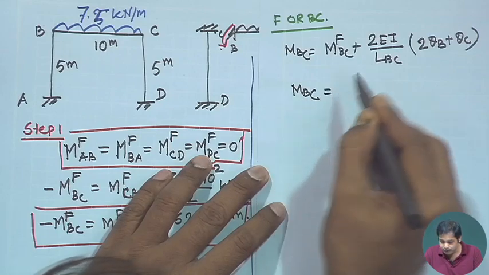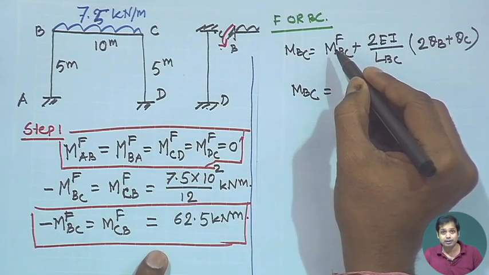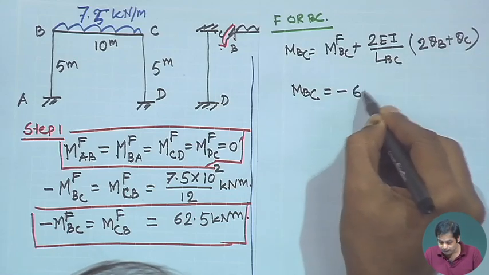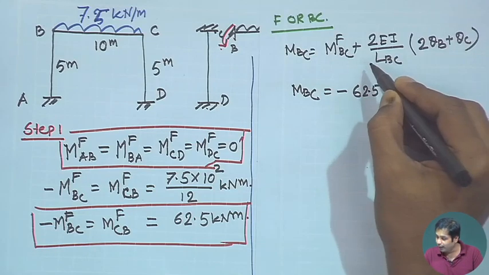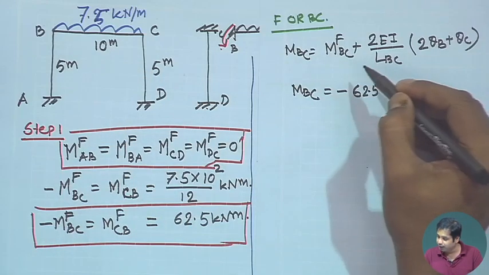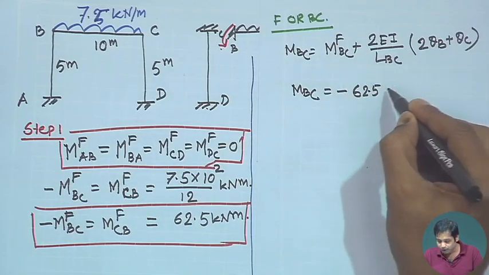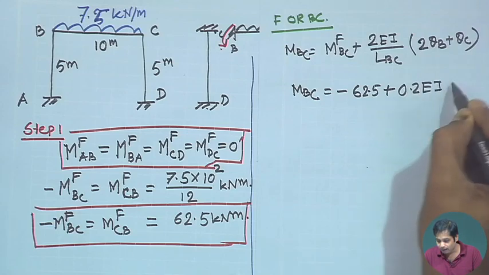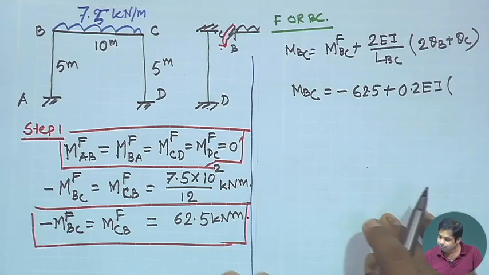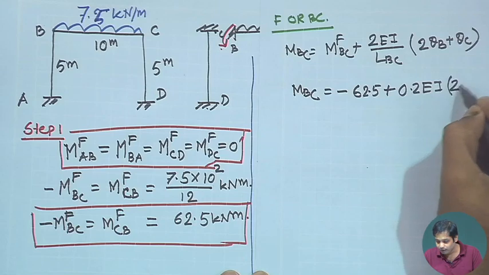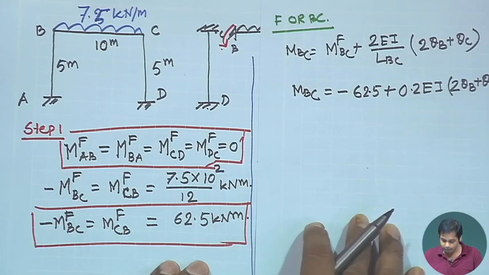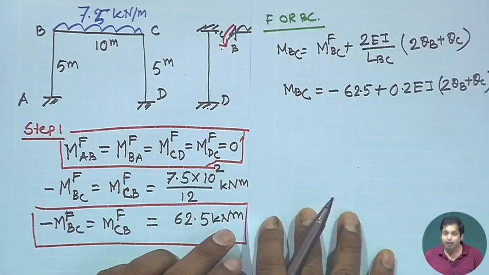And this becomes MBC is equal to fixed end moment minus 62.5. So, this is minus 62.5 and length of BC is 10. So, this becomes plus 0.2 EI into 2 theta B plus theta C. Okay. This is plus theta C.